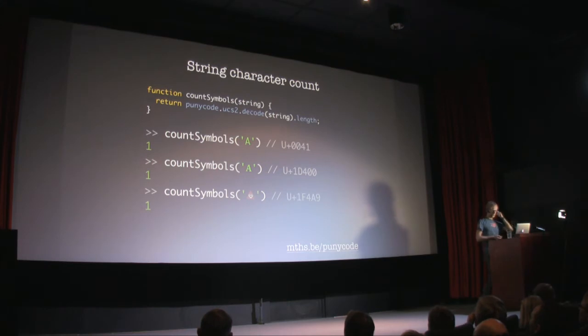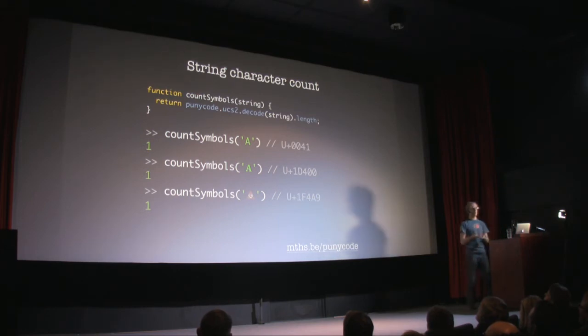It has a ucs2decode method that takes a string and returns an array of code points, one item for each code point in the string. So if you run the string through there and then get the length property of the resulting array, that will give you a more accurate result. Of course, this is not really ideal because now you have a dependency just to be able to count the number of symbols in a string, which is probably not what you want.